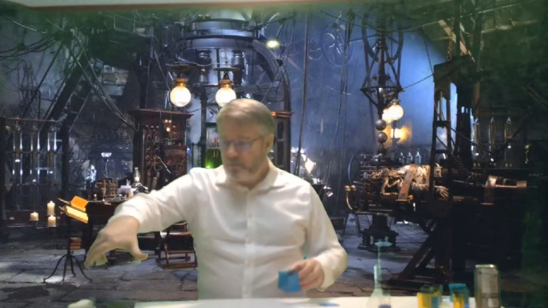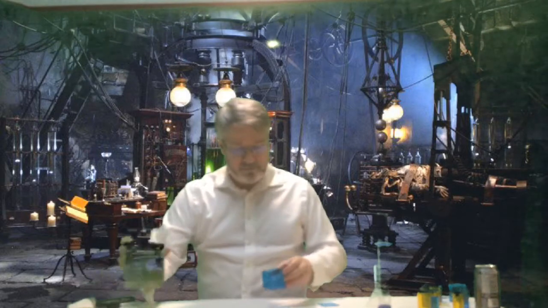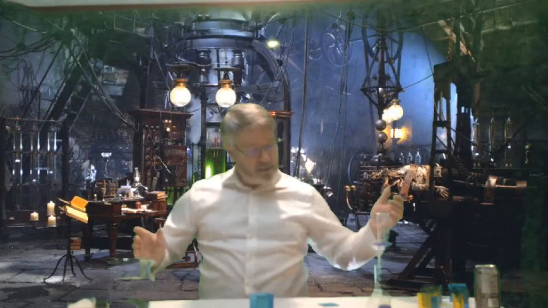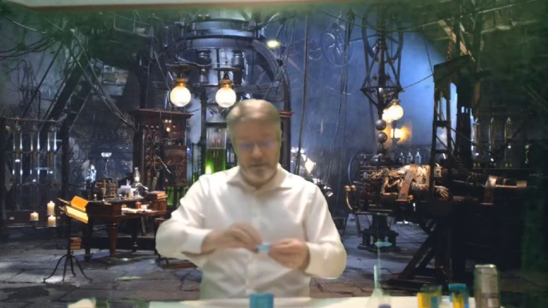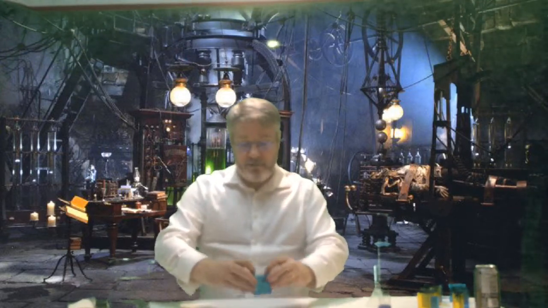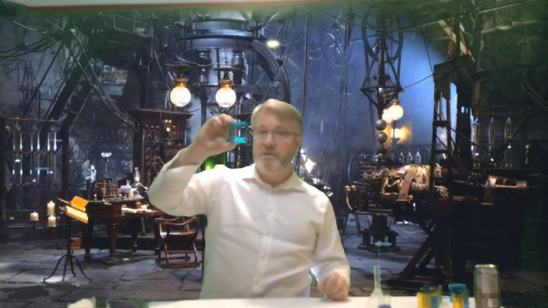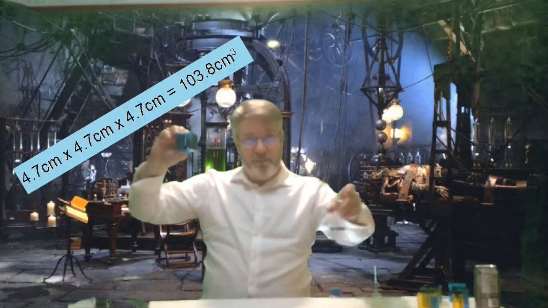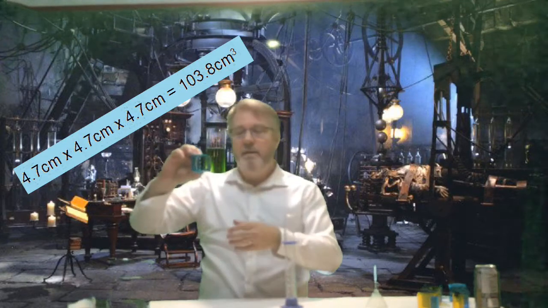So first I'm going to fill this cube right up. And I'm going to put a lid on this. And now I've got a cube with 104 cubic centimeters of fluid in it. Am I sure it's 104 cubic centimeters? Yeah, we measured it. We did the math.